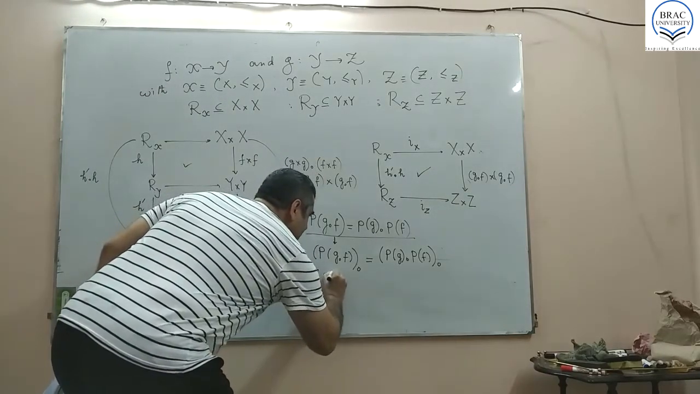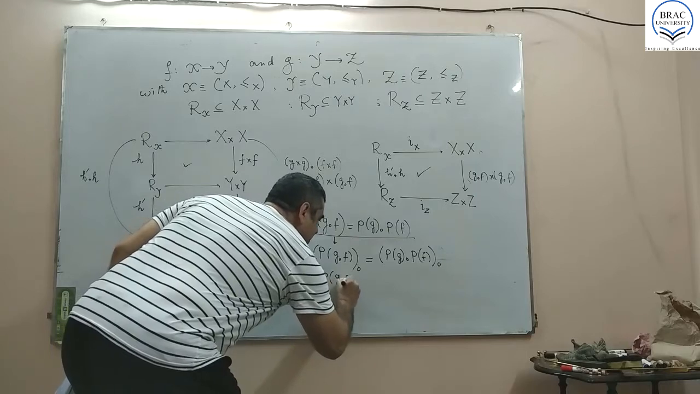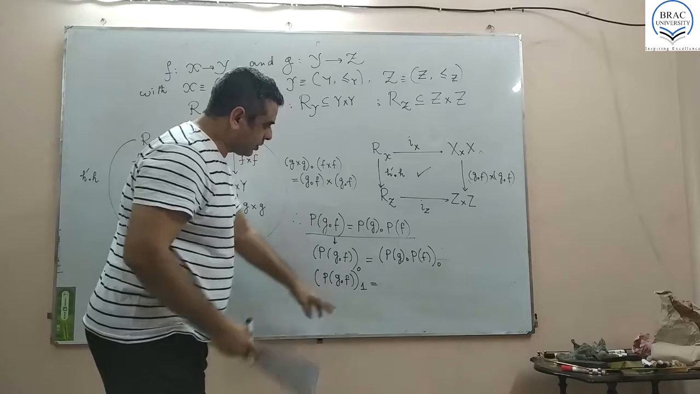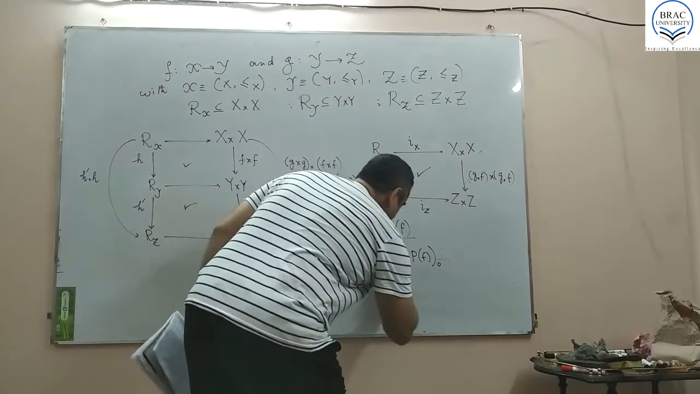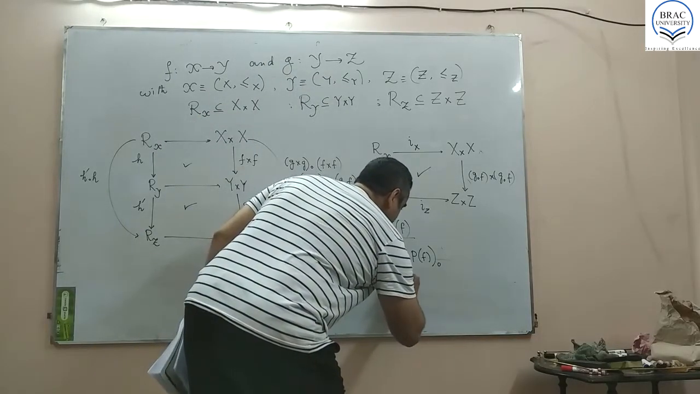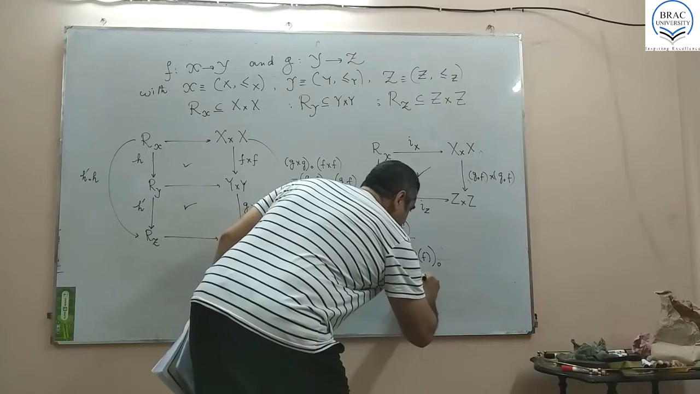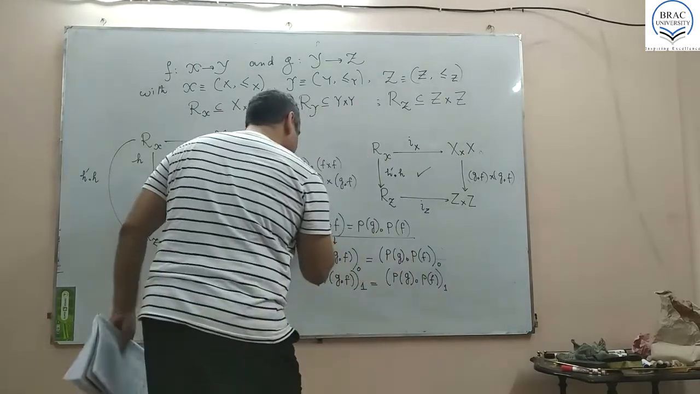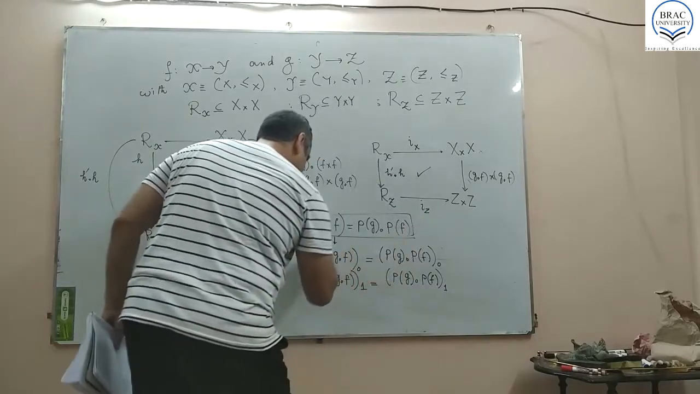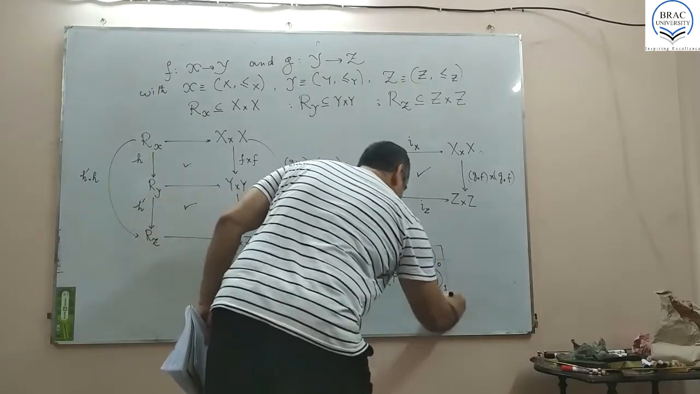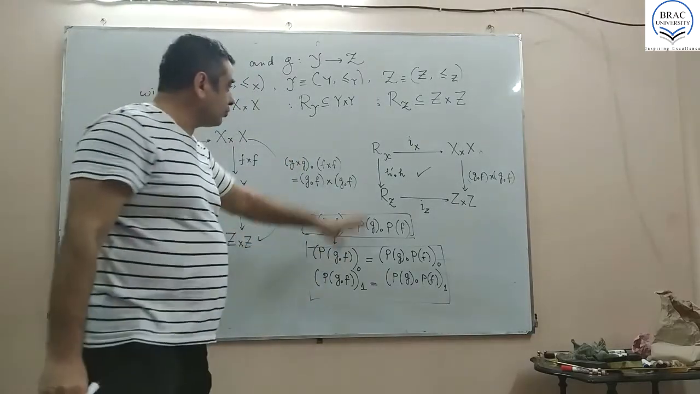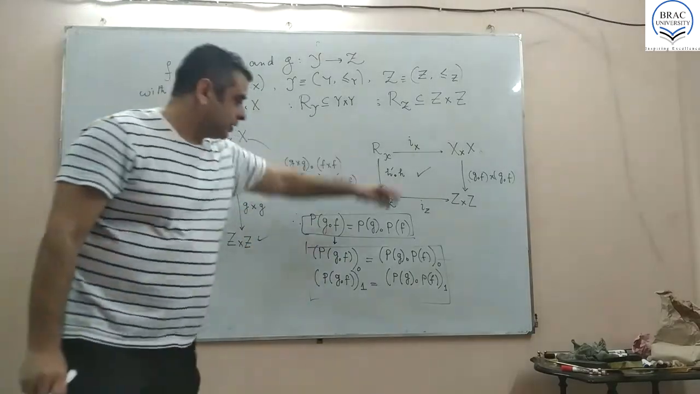At the arrow level, it tells you that PG composed with F should be equal to the arrow component of the right-hand side. So this is equivalent to this fact. These two facts are equivalent, and we can easily see that this holds using this commutative diagram.